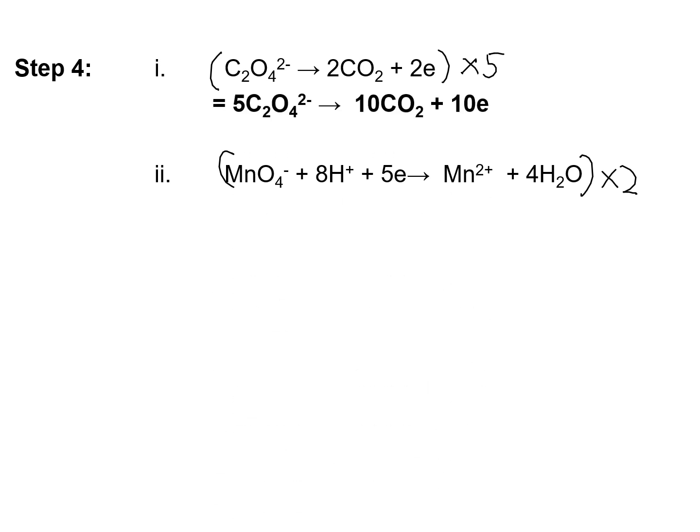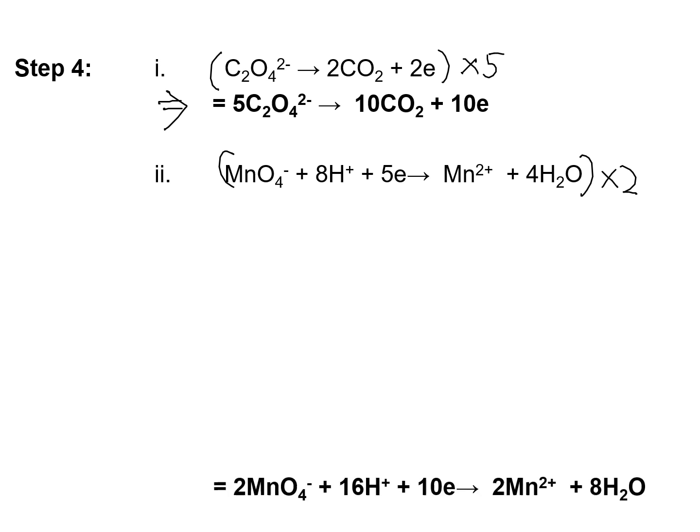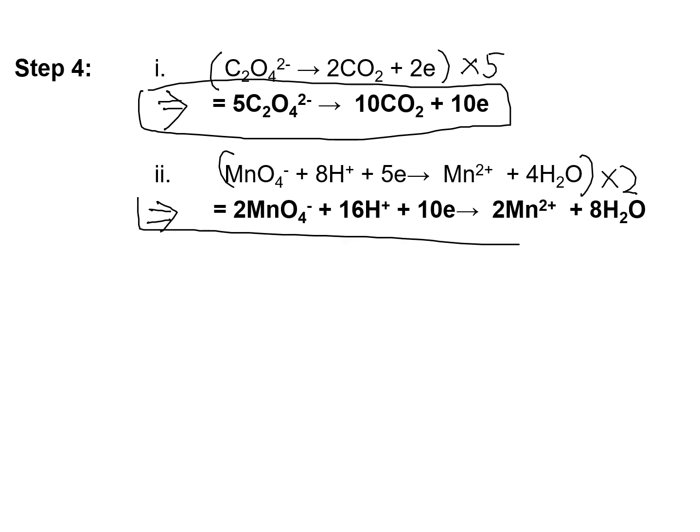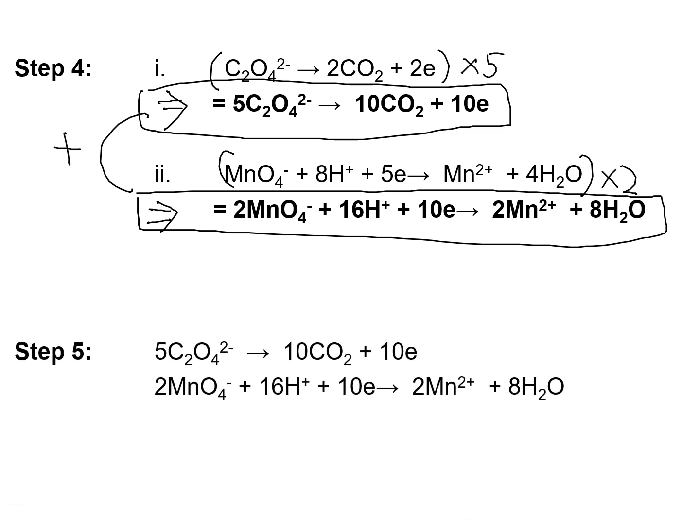So, hasil daripada multiplying equation yang pertama with 5, you akan form a new equation here. And hasil daripada multiplying equation yang kedua by 2, you will form a new equation as well. So, this new equation sangat berguna untuk the next step here because you need to add these two equations for the step 5.